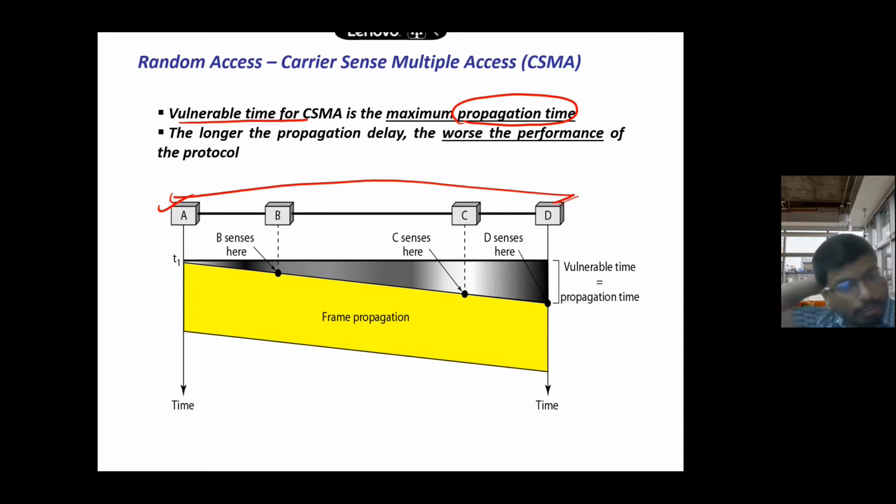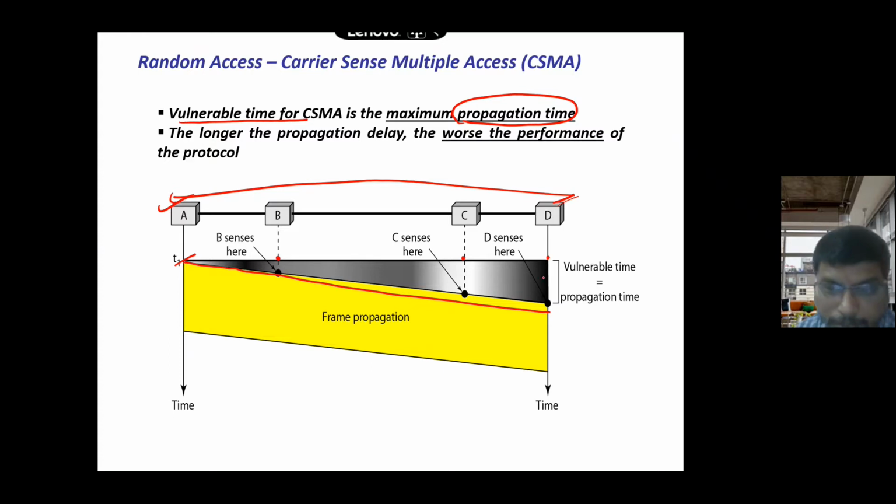So let's look at vulnerable time from the max propagation delay for the frame bit from A to reach out to D, right? So at time T1, this guy senses it. He tries to transmit, right? And the frame bit has to travel over time. So that's why we're putting it as a slanting line and not a straight line. And so if B is trying to transmit at T1, he's not going to sense, because the bit has not traveled. The signal has not propagated completely. The water has not flowed to the other end.